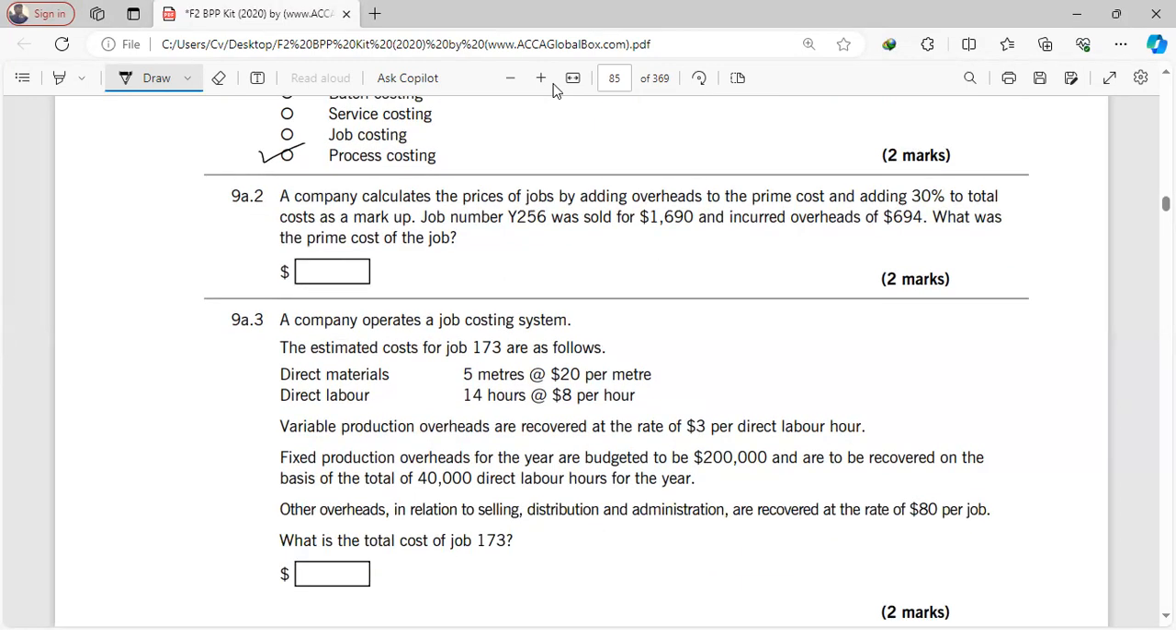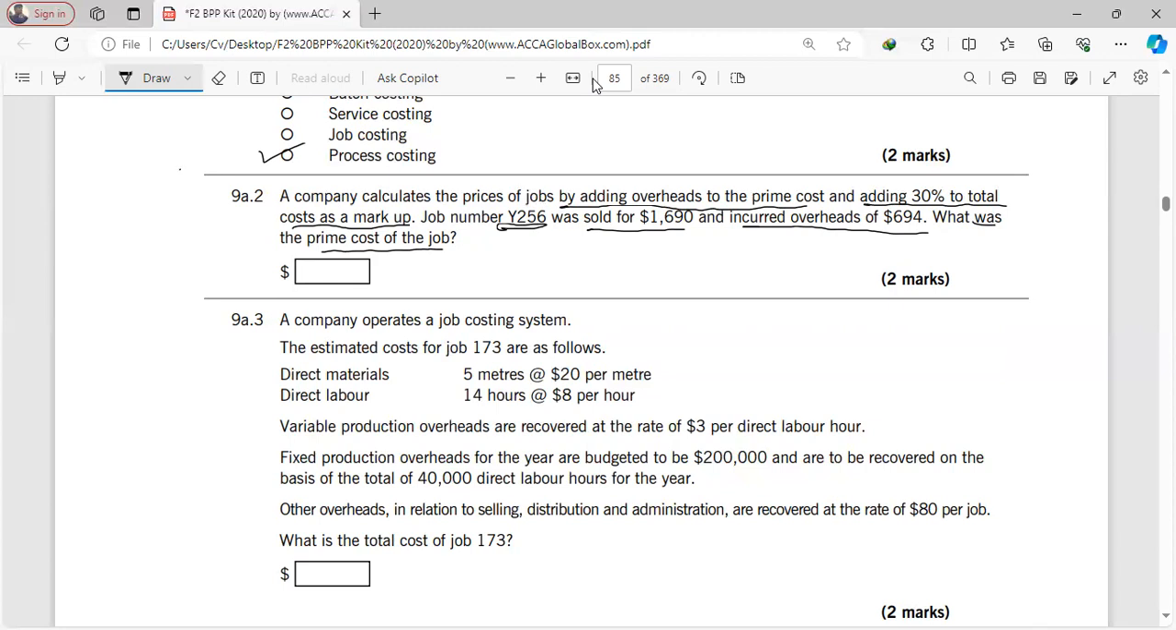Next one is: a company calculates the price of a job by adding overheads to the prime cost, and adding 30% to the total cost as markup. Job number Y256, it is a job number, not any value which needs to be calculated. Sold for 1690, incurred overheads of 694. What was the prime cost for the job? Now this is a tricky question. In fact, it is a question which is asked in reversal.